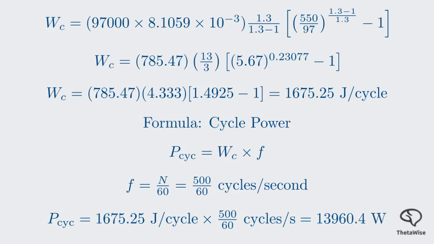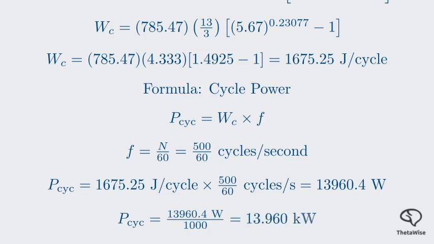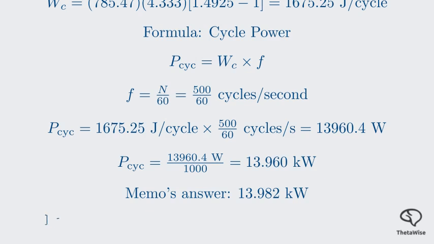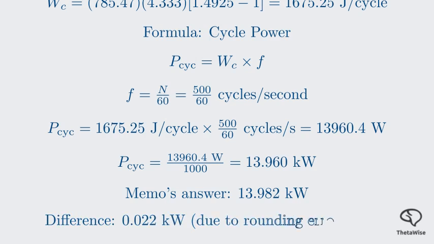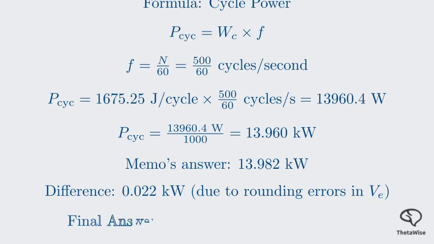It's common practice to express compressor power in kilowatts. Dividing by 1,000, we get 13.960 kilowatts. The memo's answer is 13.982 kilowatts. This 0.022 kilowatt difference is due to the cumulative rounding errors in the memo's calculation of VE. Let's use our more accurate result and round to 3 decimal places. The cycle power is 13.960 kilowatts. We have one final calculation to make.